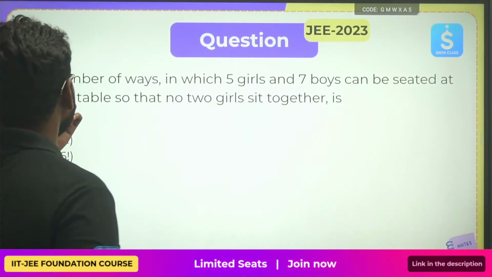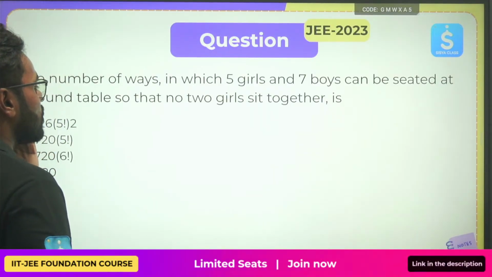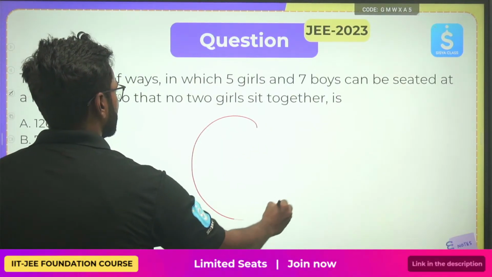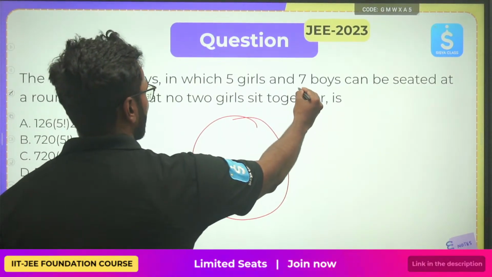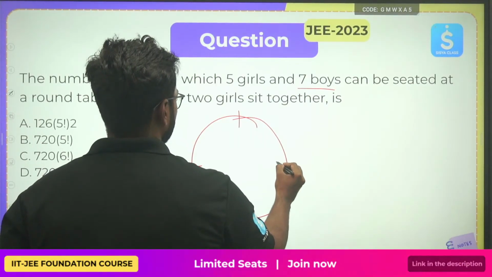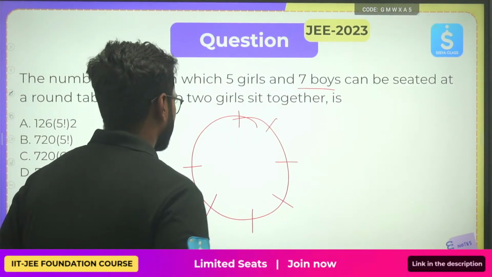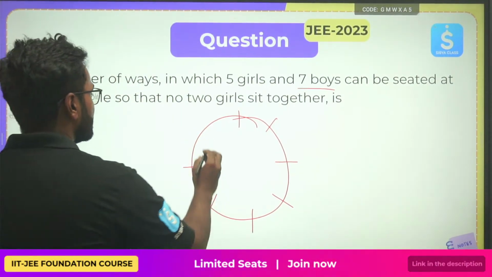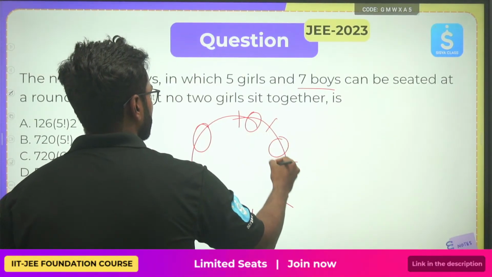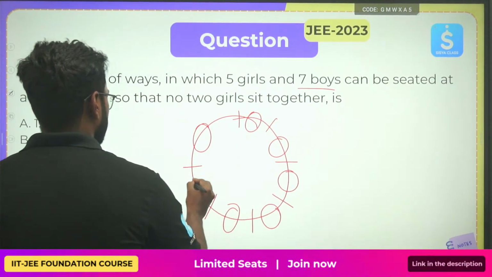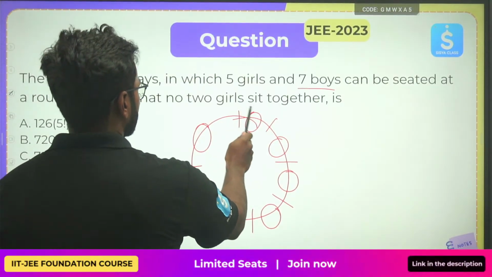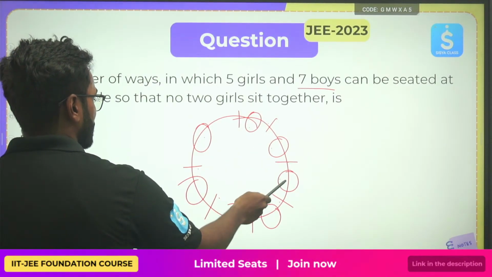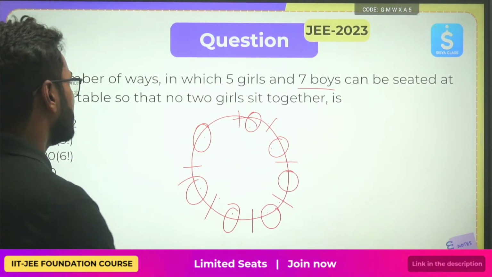Coming to the next question, we have the number of ways in which 5 girls and 4 boys can be seated around a table so that no 2 girls can sit together is. Let me take a table, right? Let me first arrange the boys. 1, 2, 3, 4, 5, 6 and 7. Okay, these are the boys. 5 girls. Let me take the remaining places. 1, 2, 3, 4, 5, 6, 7. Boys and the gaps, 7 gaps. Right? How can we write this?